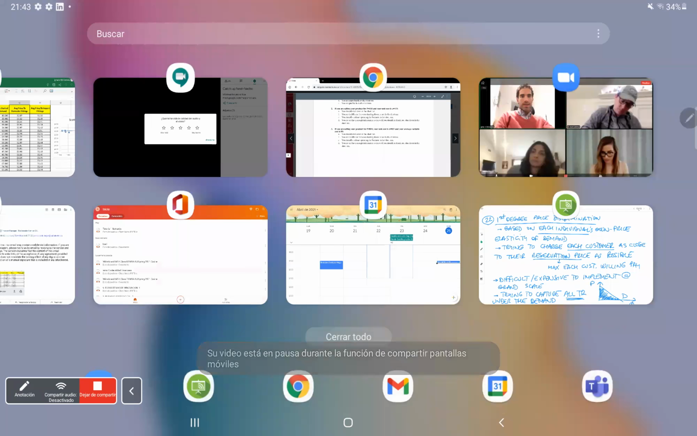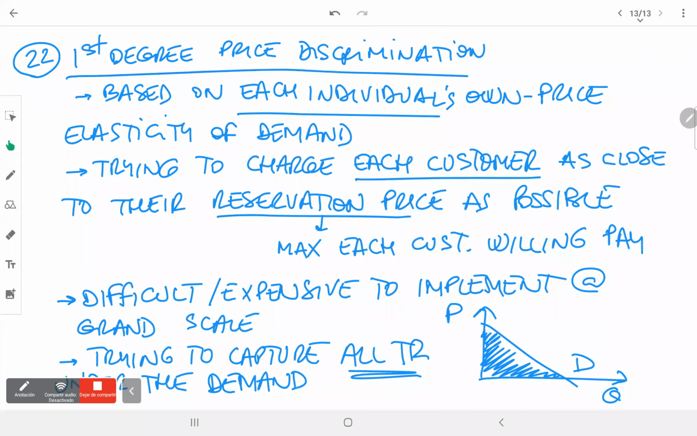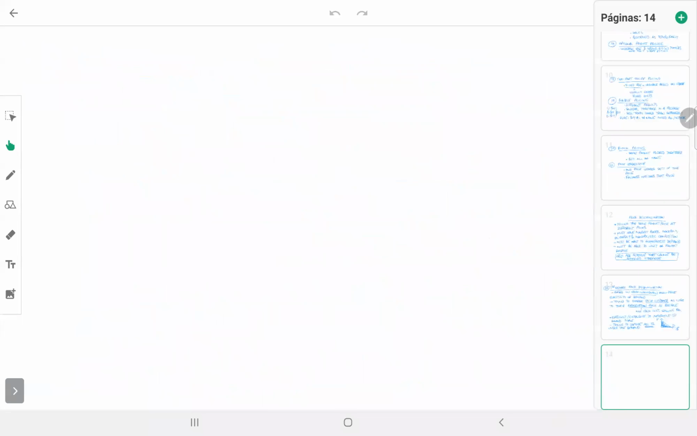After the first degree, surprise, surprise, we're going to look at the second degree. So let's do just that. Second degree price discrimination. This is that other pricing strategy that I told you that had to do with volume. So we saw bundle, we saw block, and now we see second degree price discrimination.